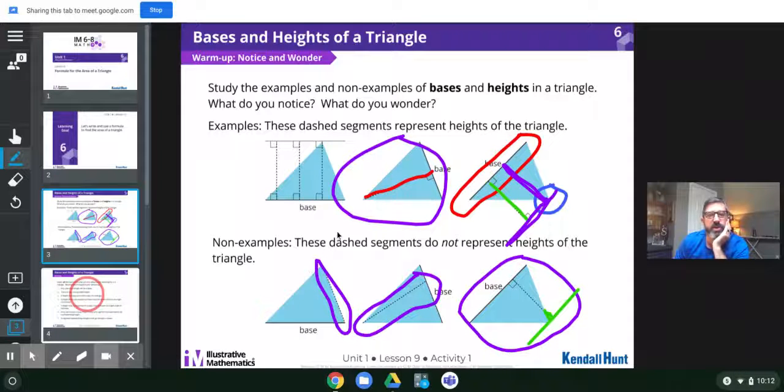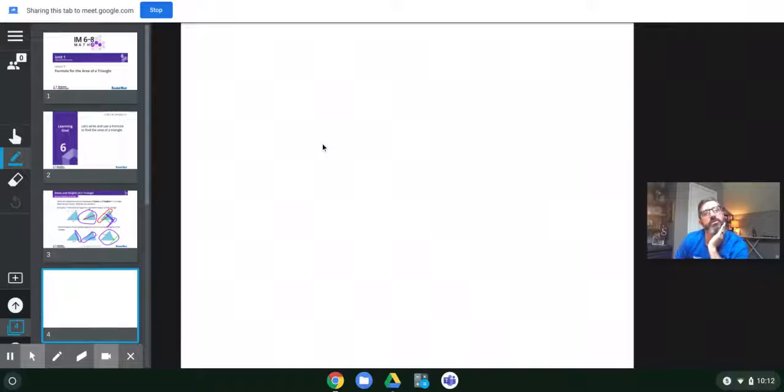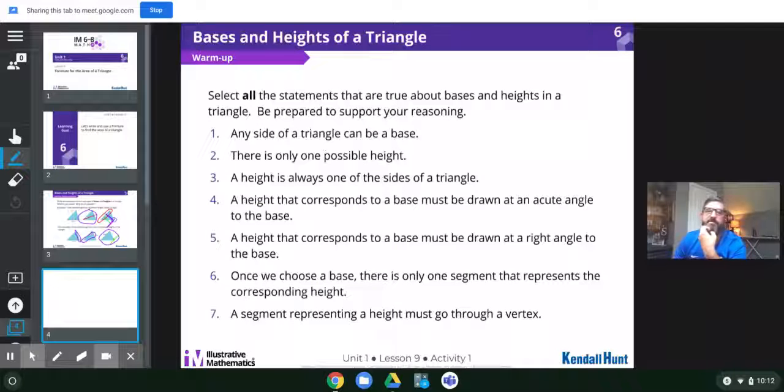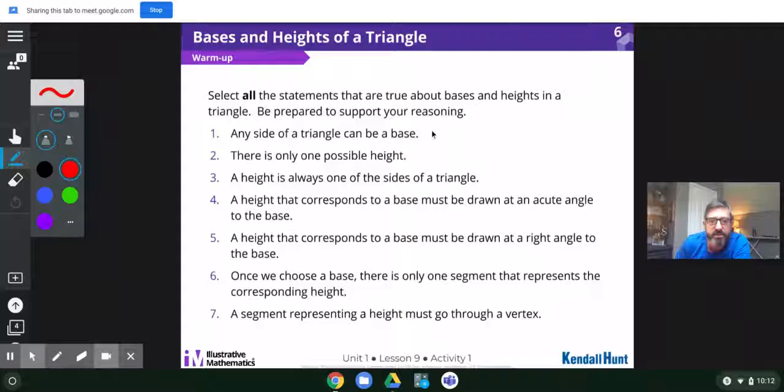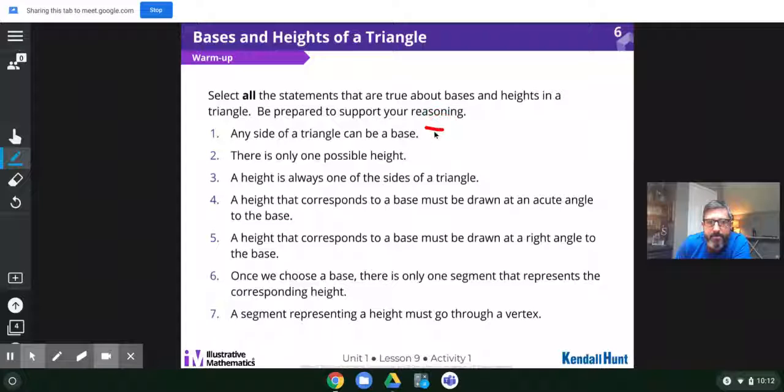So let's go a little further. We'll answer these questions, just true or false. I'll go through them and answer them for you. So number one, any side of a triangle can be a base. Well, we know that that's true because we just discussed that. Number two, there is only one possible height. Well, no, that's not the case, so that's false.